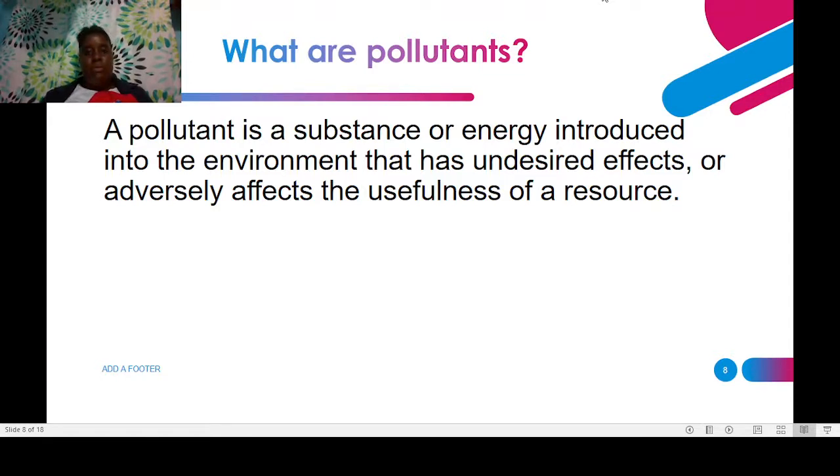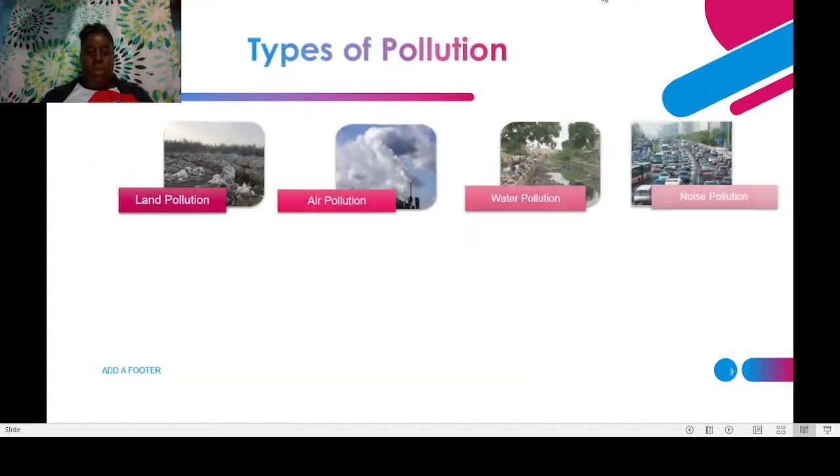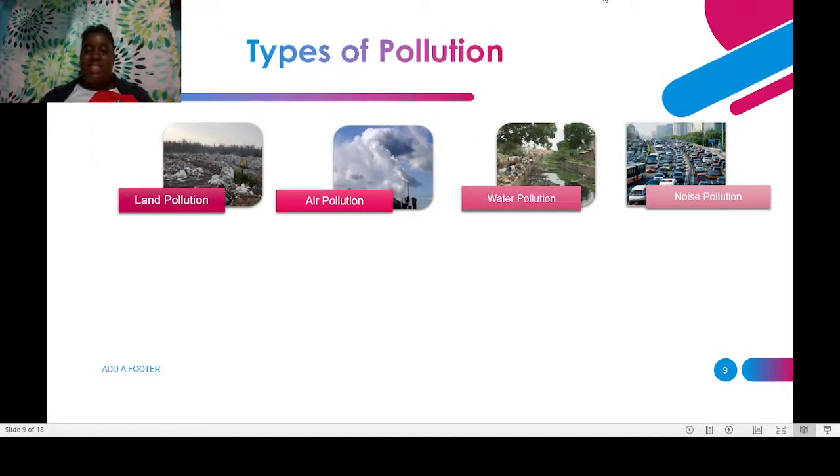Okay, let's look at the types of pollution. Now, pollution exists in many types. However, we're looking at four here. So the first one is land pollution. Now, land pollution is the dumping of garbage on the land, making it unuseful to man, meaning that we can't build our homes there, nor can we use the land for farming because it is filled with garbage.